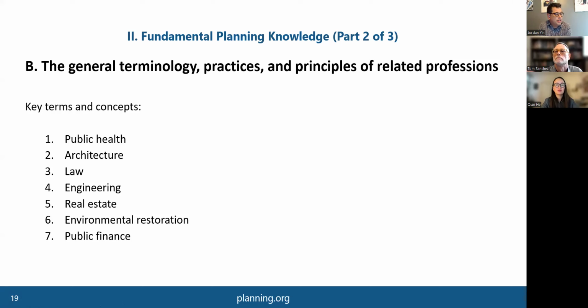Section B of our presentation is the general terminology, practices, and principles of related professions. And this has been an exam outline feature for as far back as I can remember. And so we'll talk about 7 different areas that are identified on the exam outline. Of course, there probably are lots of other things, lots of other professions planners work with, like public administration that's not listed here. But these are some that have been prioritized for inclusion or possible inclusion on the exam.